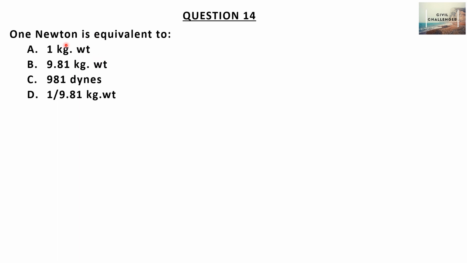Now the next question is 1 Newton is equivalent to option A 1 kilogram weight, option B 9.81 kilogram weight, option C 981 dynes, option D 1 divided by 9.81 kilogram. We know that 1 kilogram weight is equal to 9.81 Newton. Therefore 1 Newton is equal to 1 divided by 9.81 kilogram weight. Therefore the correct answer is option D. 1 Newton is equivalent to 1 divided by 9.81 kilogram weight.